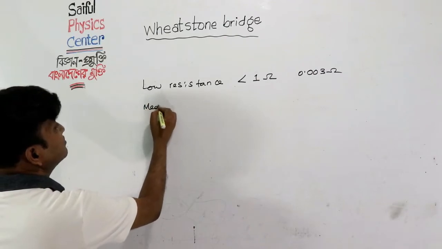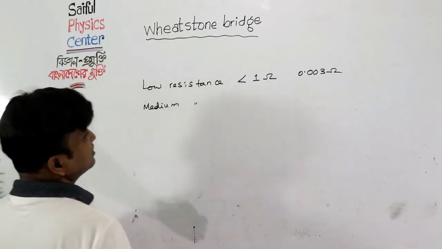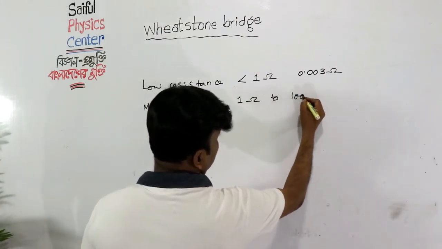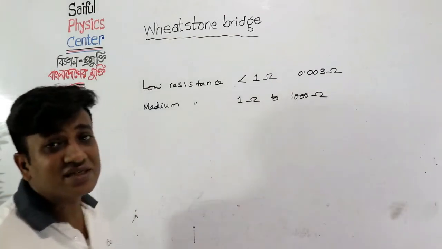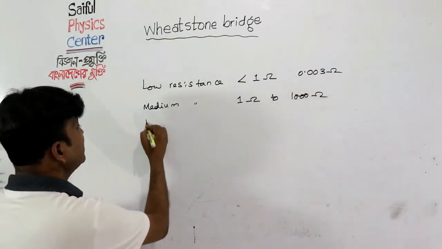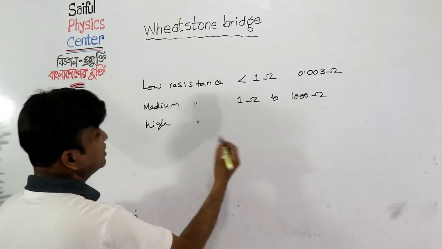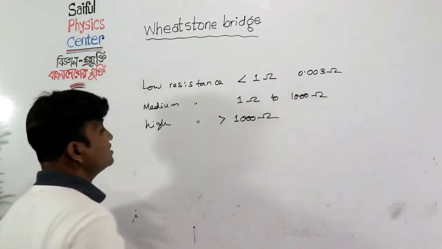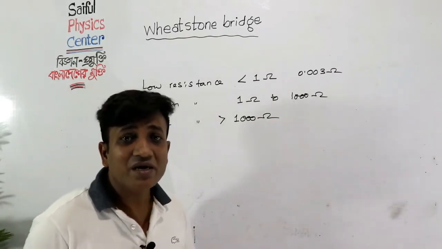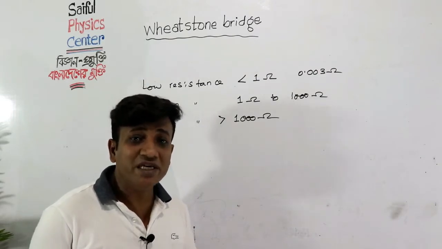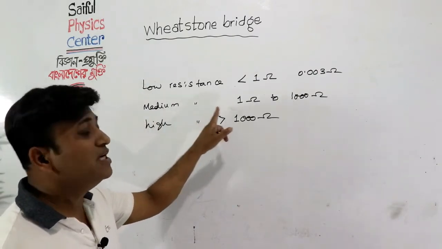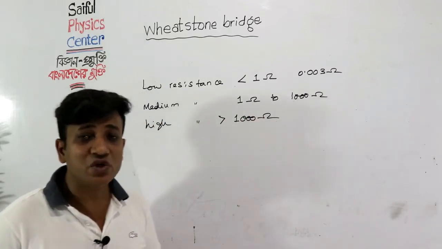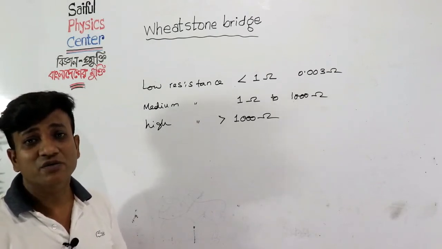Next, the medium resistance. When the resistance is 1 ohm to 1000 ohm, it is called medium resistance. What is high resistance? When the resistance of a conductor is greater than 1000 ohm, it is called high resistance. By using the Wheatstone bridge principle, we can calculate the medium resistance of any conductor. Now I will show you the circuit diagram of the Wheatstone bridge.